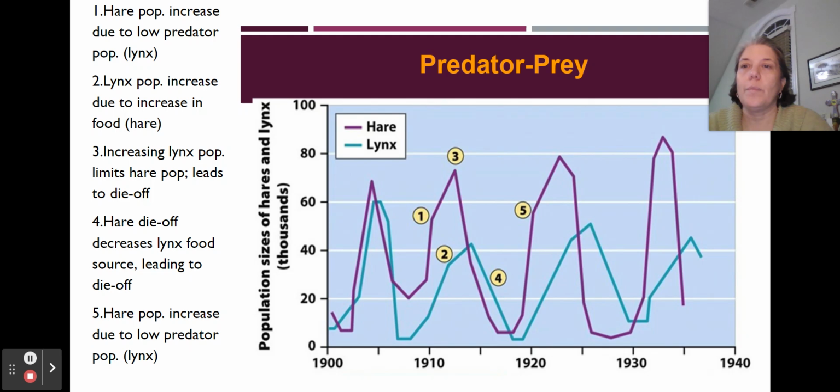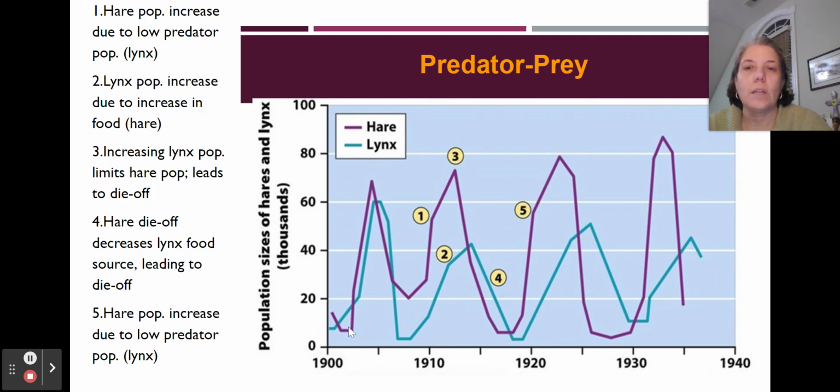Then what happens next is the lynx population increases, because guess what? Now they have a lot to eat. So the increasing lynx population in number three causes the hare population to die off, and it starts to drop way down here. And then the hares dying off decreases the lynx food source, leading to the lynx dying off. And now again in five, the hare population is increasing. So you can see how this goes up and down over time.